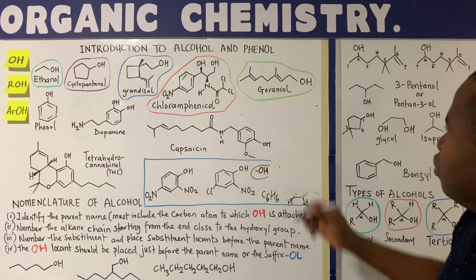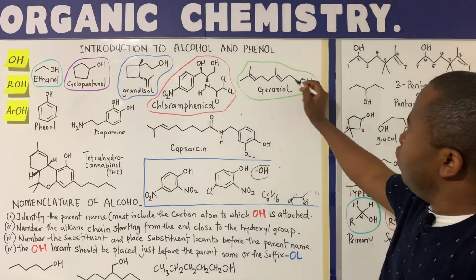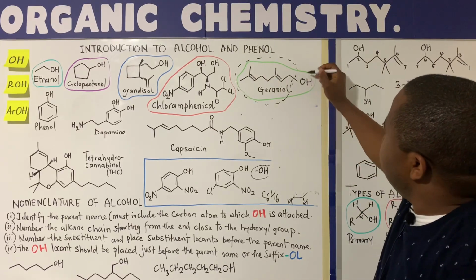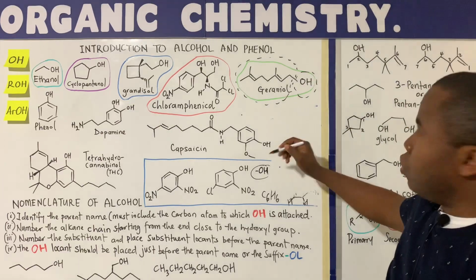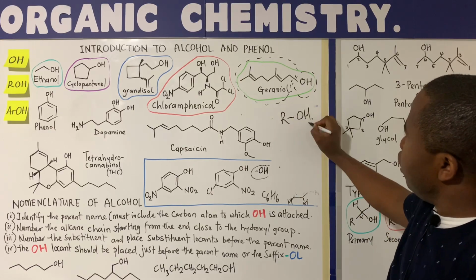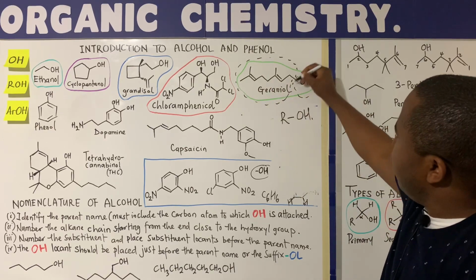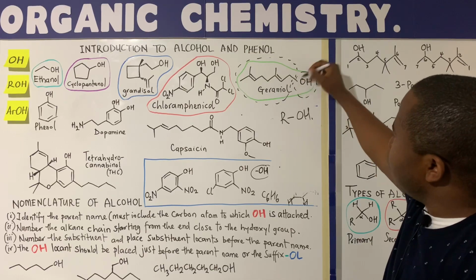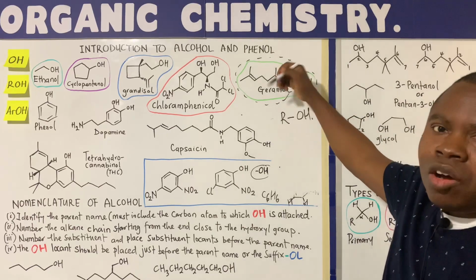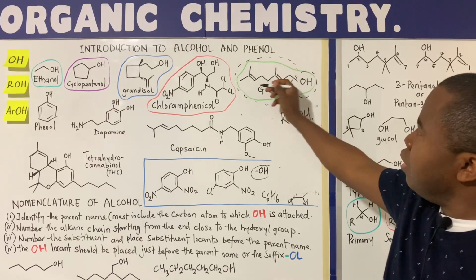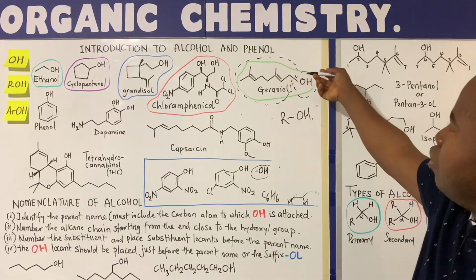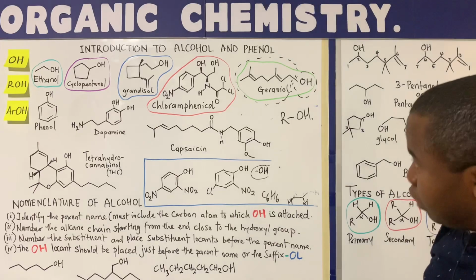I don't even need to draw. So you see this one, geraniol. In this case, we have the alkyl group like this, and this is the hydroxyl group. So we said alcohols are always like this: we have the alkyl group and the OH group. In the case of geraniol, this is the alkyl group, this is the hydroxyl group, and this is the alkyl group. And in this case, it's an unsaturated alkyl group because it has double bonds. The double bonds make it an unsaturated compound. So that is that about that.